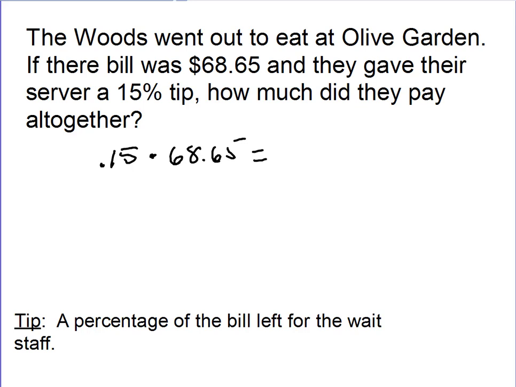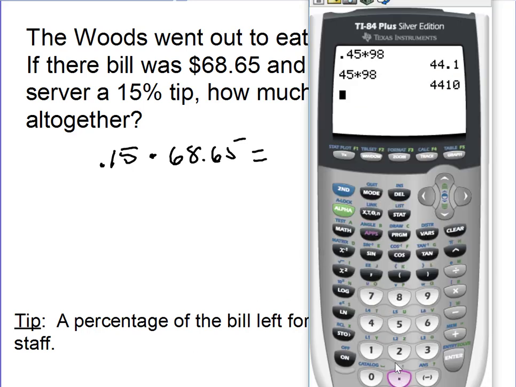So we get our calculator out again. We multiply that together. 0.15 times 68.65. End up with kind of an ugly number, but because we're dealing with money, we have to round this according to the nearest cent.